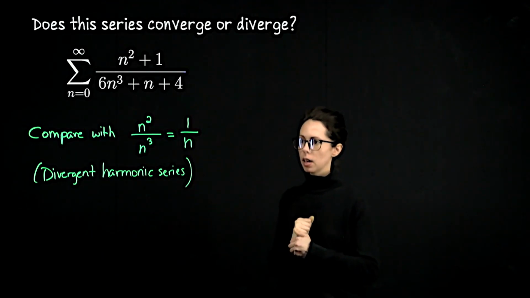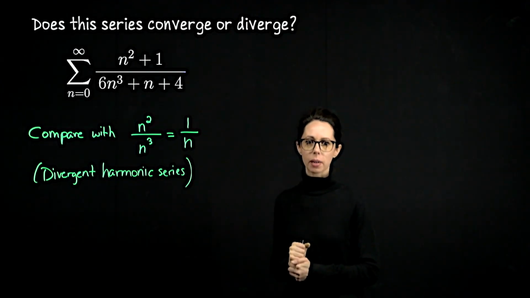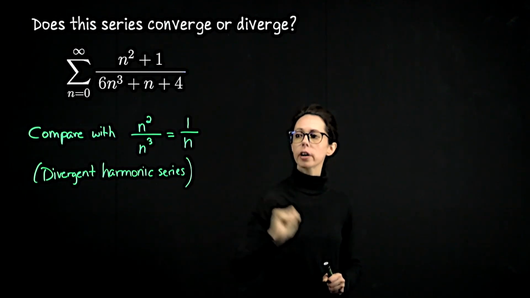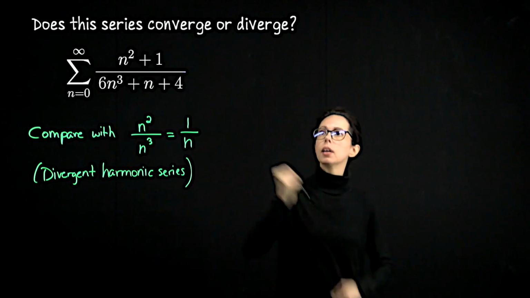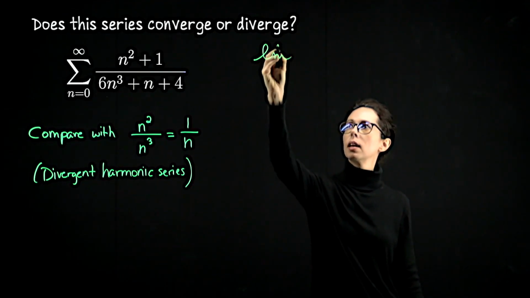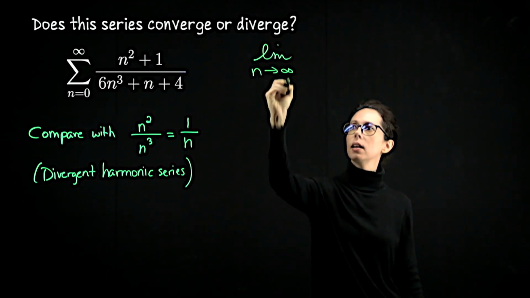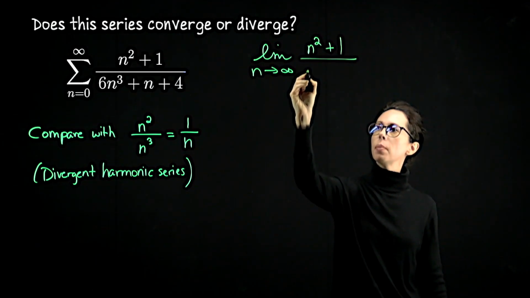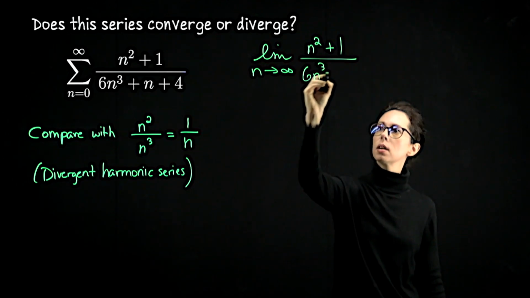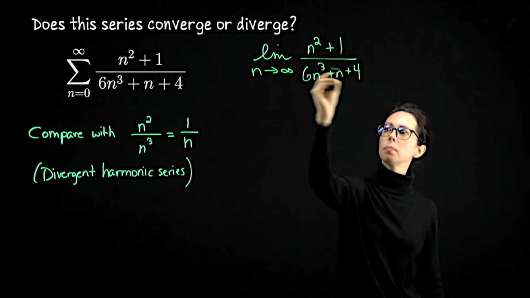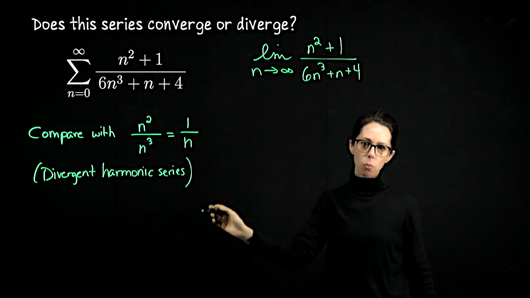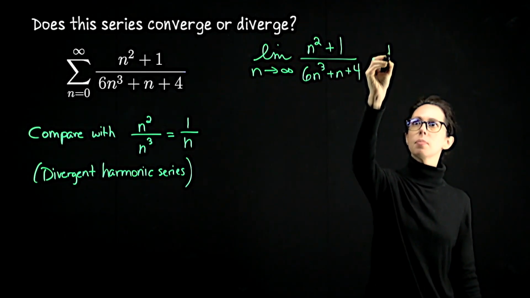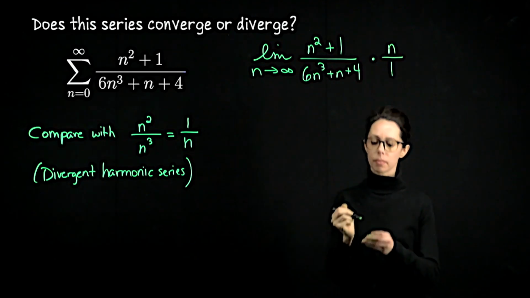Okay, so we are going to set up a comparison now by computing the ratio of the terms from our new series to the terms in the divergent harmonic series. So we can say the limit as n goes to infinity of n squared plus 1 divided by 6n cubed plus n plus 4. Dividing by 1 over n is the same thing as multiplying by the reciprocal. So times n over 1. Okay.